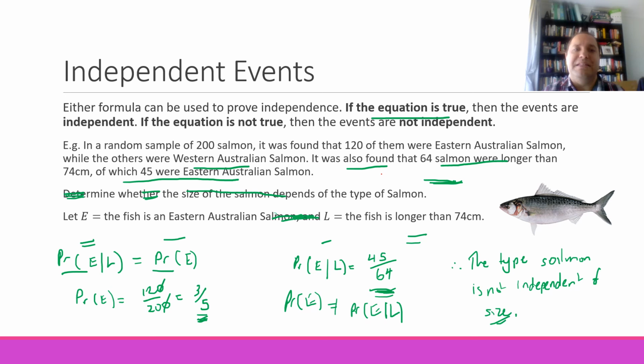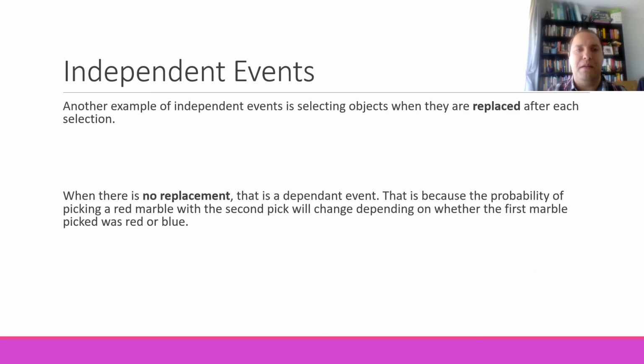Now, what that means, just in layman's terms, is that if you've got an Eastern Australian salmon, the probability that it is quite a large fish or longer is different than the probability of getting a large fish for a Western Australian salmon. The size and the type of fish, they depend on each other. All right, so let's do some other examples of independent events.